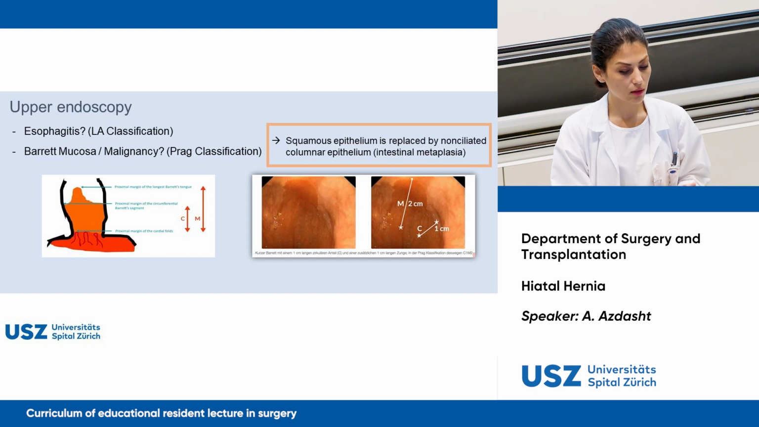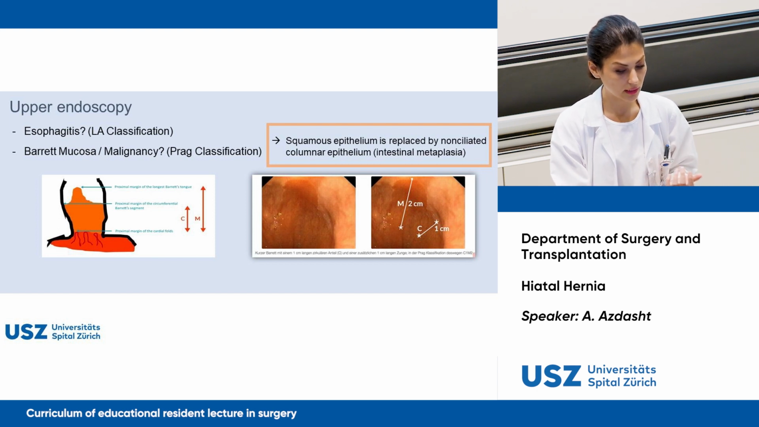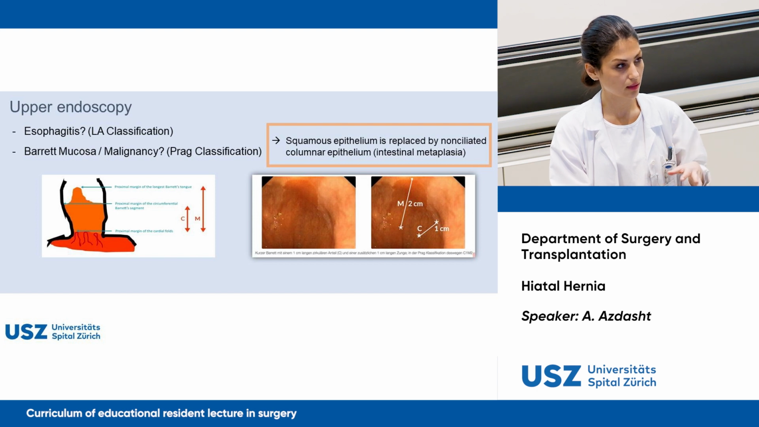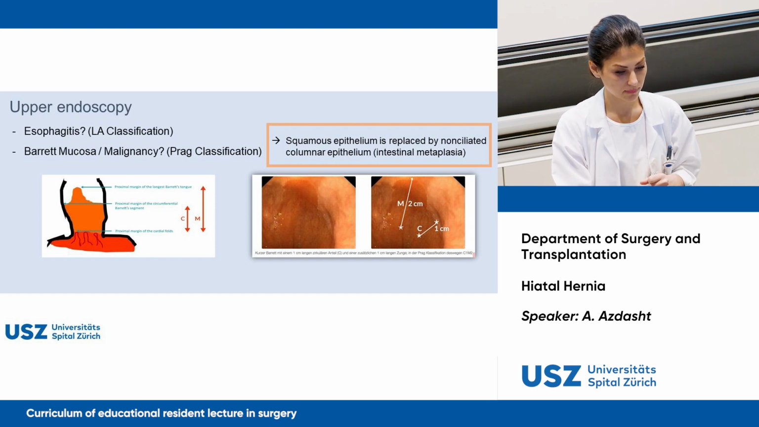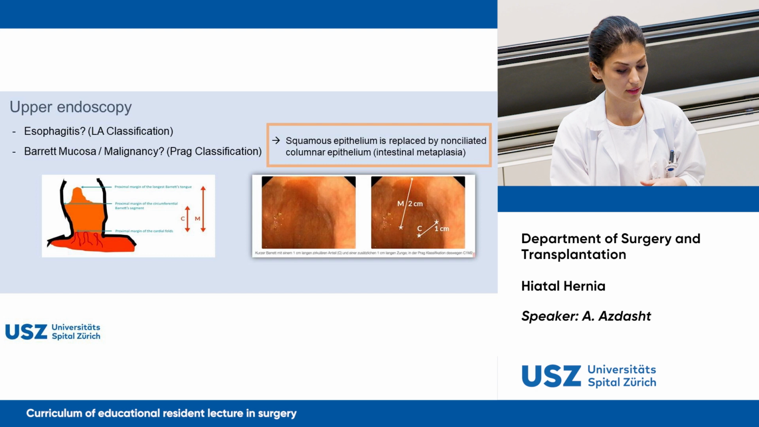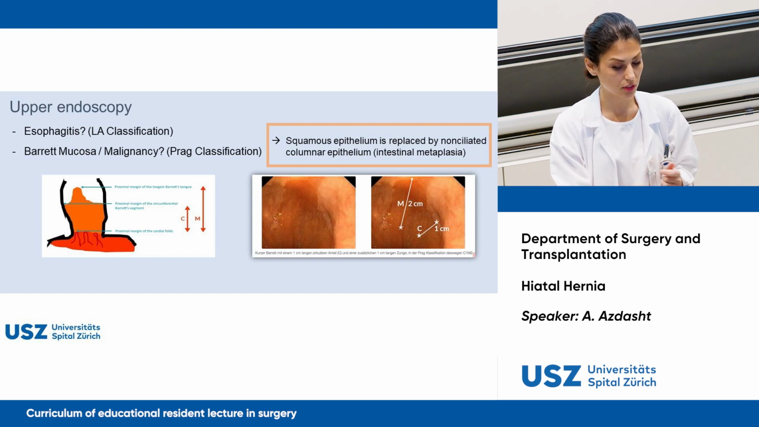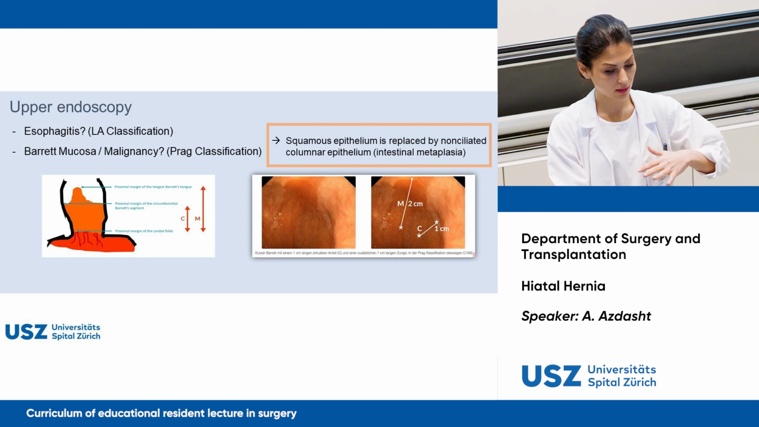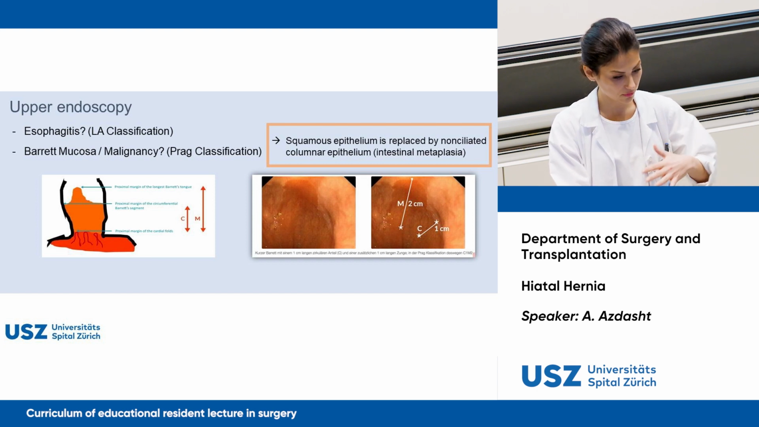We also have to rule out Barrett esophagus or malignancy, as the reflux can cause metaplasia. Barrett esophagus is pre-malignant. So what happens is that the acid damages the mucosa, and the squamous epithelium in the esophagus is replaced by non-ciliated columnar epithelium, and this is the intestinal metaplasia that is pre-malignant. And the physiological transformation zone between the squamous and the columnar epithelium is shifted upwards.